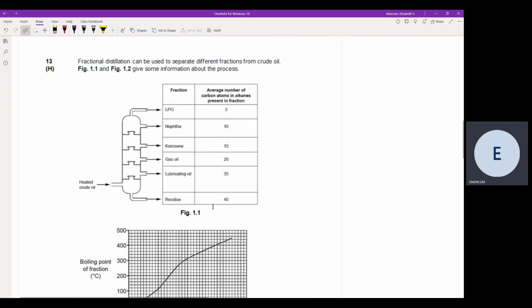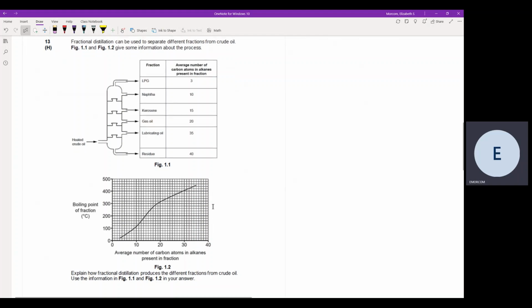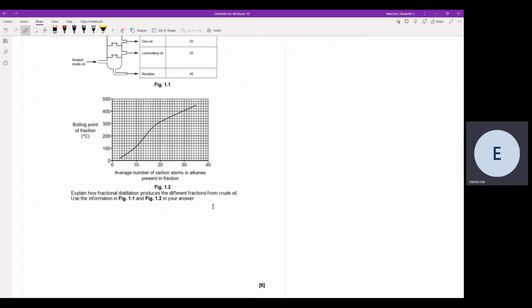Question 13. Fractional distillation can be used to separate different fractions from crude oil. Figure 1.2 and 1.1 give us some information about the process. Explain how fractional distillation produces the different fractions from crude oil. Use the information in figure 1.1 and 1.2 in your answer. This means we've got to quote data and link it together if possible, which is definitely possible to do with this.